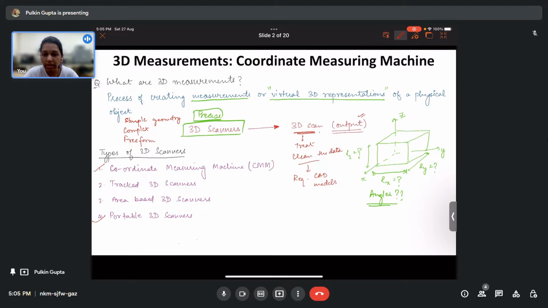So what is a coordinate measuring machine? In simple terms, this is a machine which actually measures the coordinates of any kind of physical object using a probe, or a probing signal.